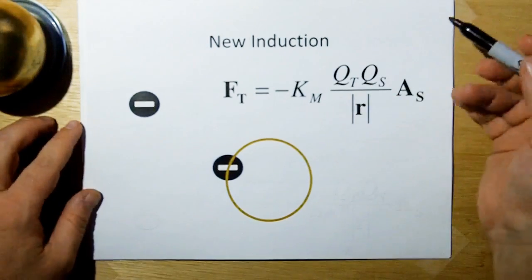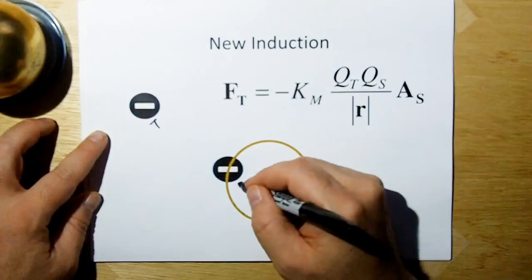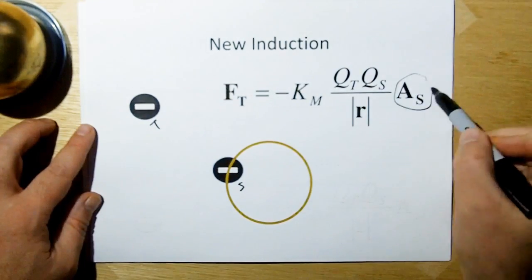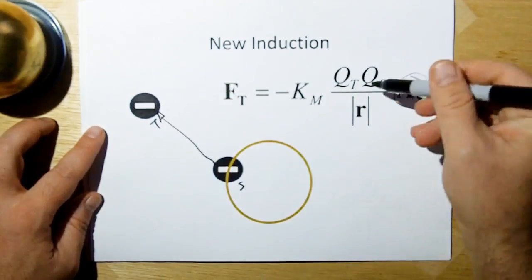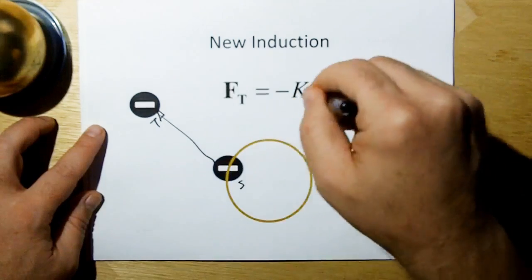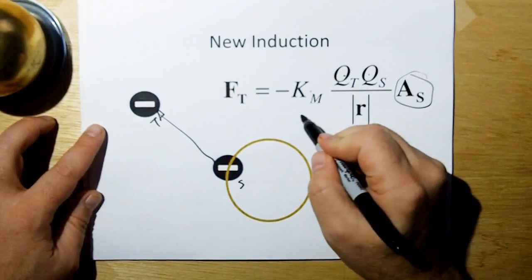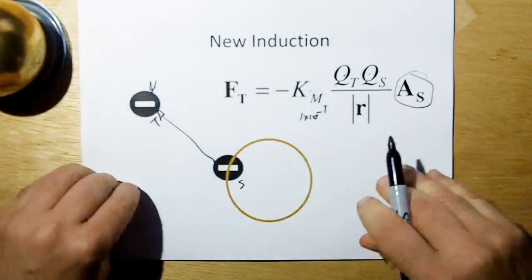New induction basically says that the force on a target charge, whether one can be the target or the other one can be the source, if you take the acceleration of one charge and the distance between them, which is r from source to target, and multiply by the charges of the two charges, times km, which is mu over 4 pi, which is 1 times 10 to the minus 7, you'll be able to know the force acting on the target charge.